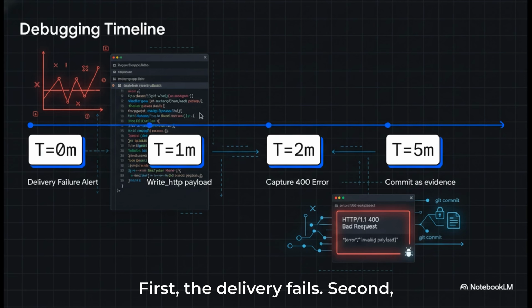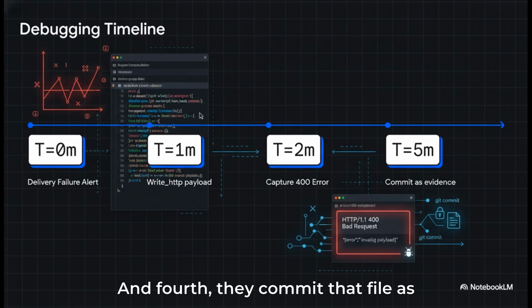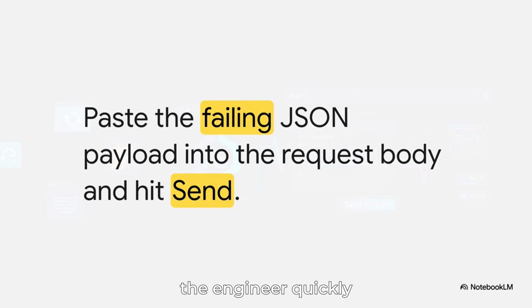First, the delivery fails. Second, the engineer writes the exact payload into a .http file. Third, they replay it to capture the error. And fourth, they commit that file as concrete evidence. So for step 2, the engineer quickly spins up a file, sets the environment to staging using that staging URL variable we talked about, and pastes the exact failing JSON payload into the request body.